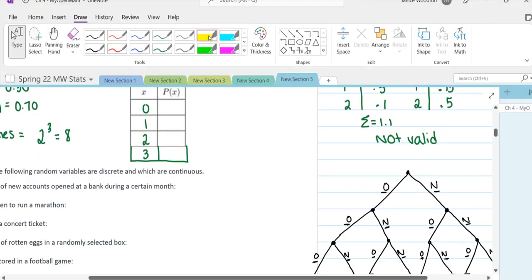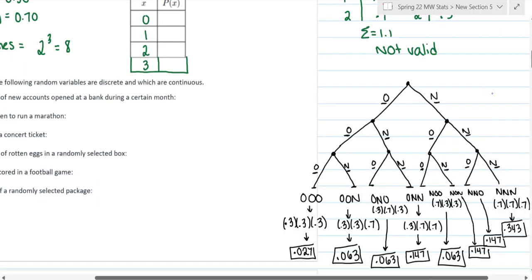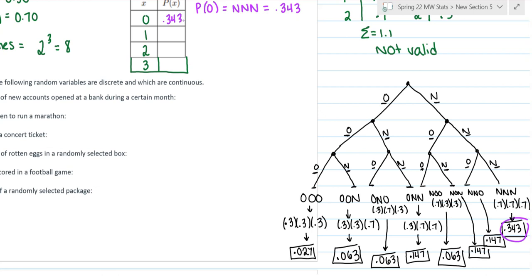Let me get my... That would be NNN. So that would be this one right here. So P of 0 is going to be 0.7 times 0.7 times 0.7, or NNN, which is 0.343. Okay, the probability that one person says that, do you suppose they care about the matter or the order?